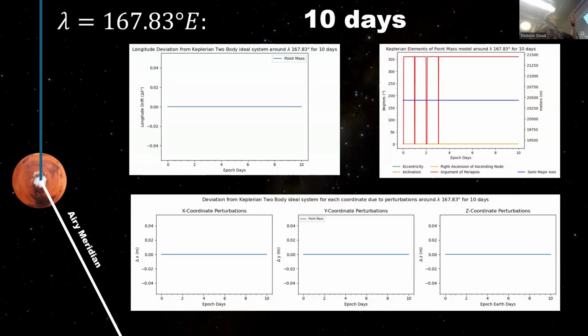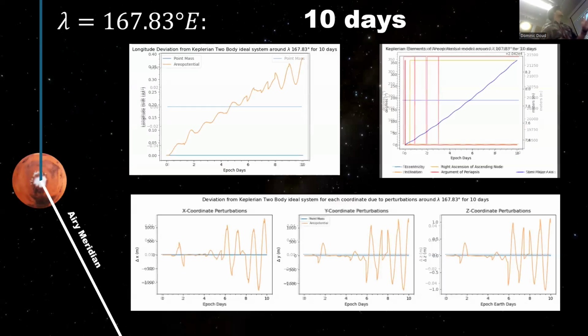The top right plot is just the Keplerian elements. If you see those lines going vertically, it just means it's going from 360 to 0. It's a circle. The bottom plot represents the deviation from the same ideal system, Keplerian two-body, in the X, Y, and Z Cartesian frame. And the X-axis is time. In this case, it's Earth days. And the Y-axis on the top left plot is the drift, as I mentioned. And the top right plot, it's either degrees or meters. And then the bottom plot is the perturbation amount in meters as well. All right, are we ready?